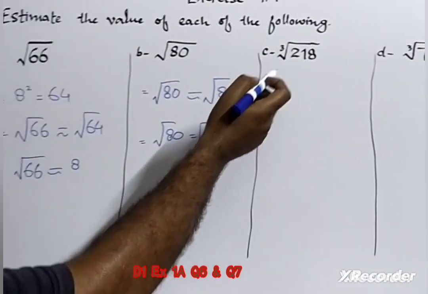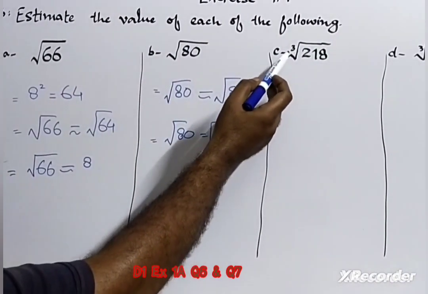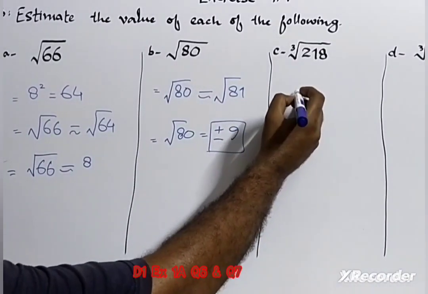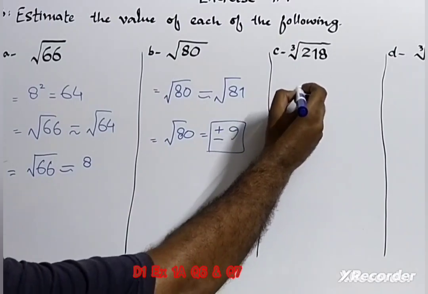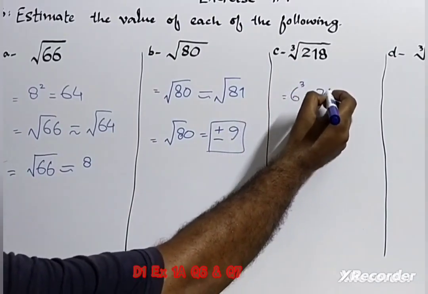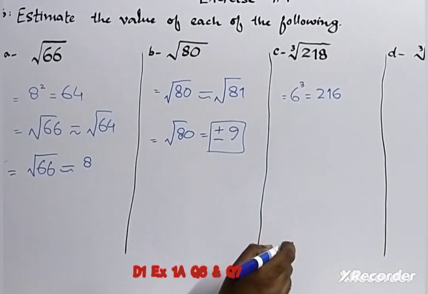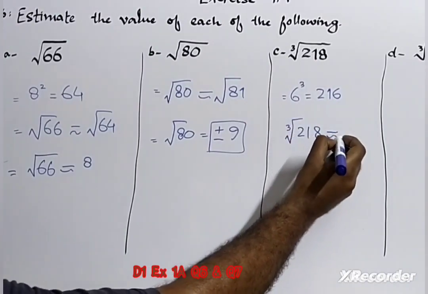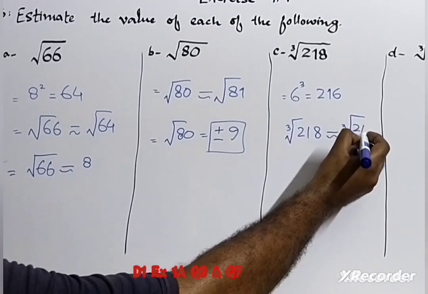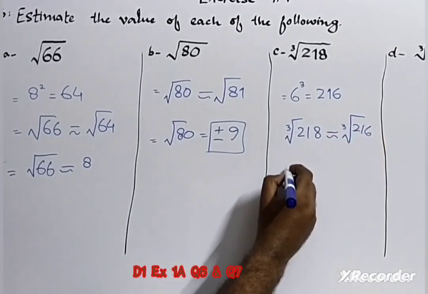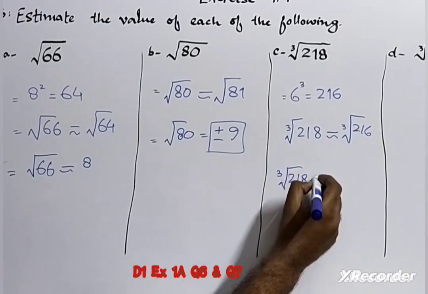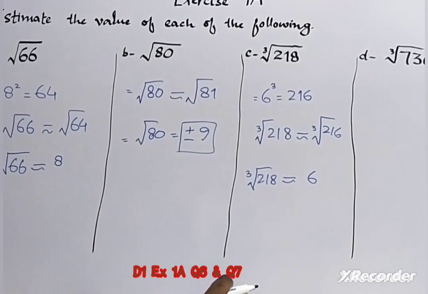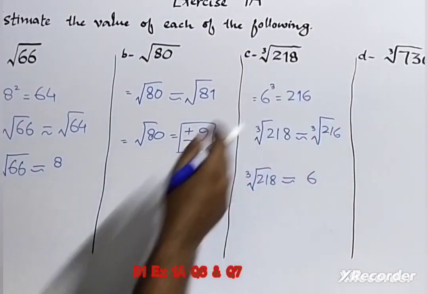Now question number C. In question number C, we can see that there is not a square root, that is a cube root. So we have to learn the cube roots. So I can tell you the cube of 6 is 216, and 216 is closer to 218, so we can write cube root of 218 is nearly equal to the cube root of 216, and the answer of cube root of 216 is 6. Right? Coming to the last question, cube root of 730.